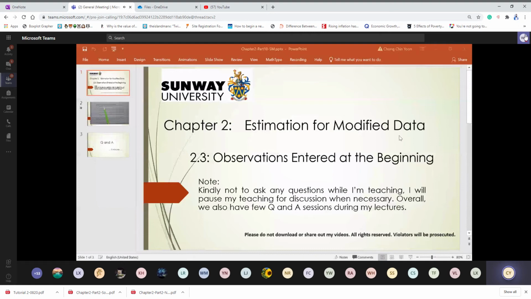So we have learned how to calculate the reset and apply it to the Kaplan-Meier and also Nelson-Aalen. And section 2.3 is the same thing applied to the Nelson-Aalen or Kaplan-Meier, but a different method. But this is only when you have observations entered at the beginning, that is the initial observation value. If you have a problem involving the initial observation at the beginning, then we have to use this method.